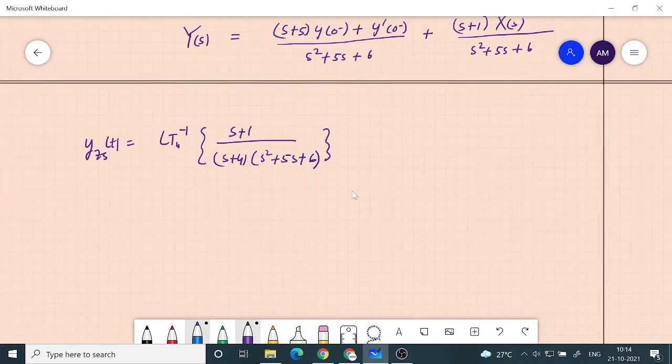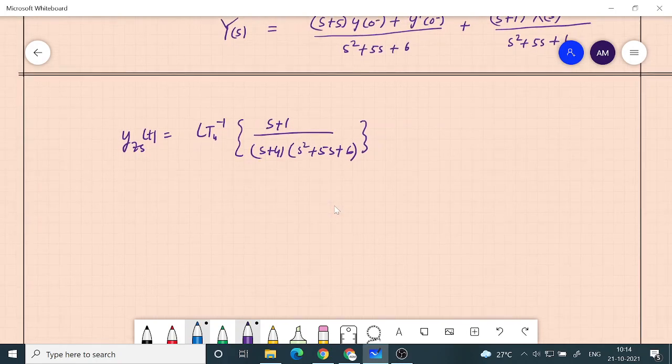Now how do we find this? Again, the method is the same. We need to expand the fraction in partial fractions. So let's take what is inside here, that is s plus 1, and then let me factorize s square plus 5s plus 6 like before, that is (s plus 2) into (s plus 3). Now we have s plus 4 also.